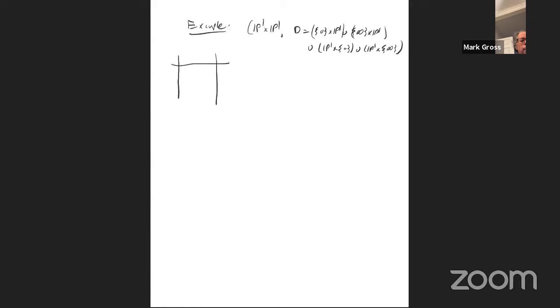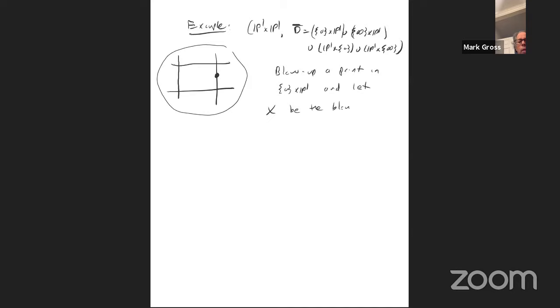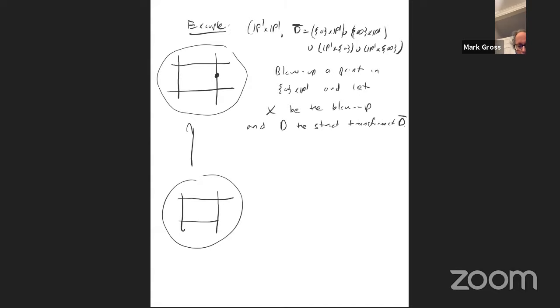So that looks something like this. That's D bar sitting inside P1 cross P1. Now I will then blow up. I will choose some point, say over here, and blow up a point in, say, 0 cross P1, and let X be the blow up and D the strict transform of D bar. So the picture is I have a blow up here. I still have D, which is isomorphic to D bar, but now there's an exceptional curve, which is sitting here, which is mapping down to the point we blew up. So it's a very slight modification to P1 cross P1.